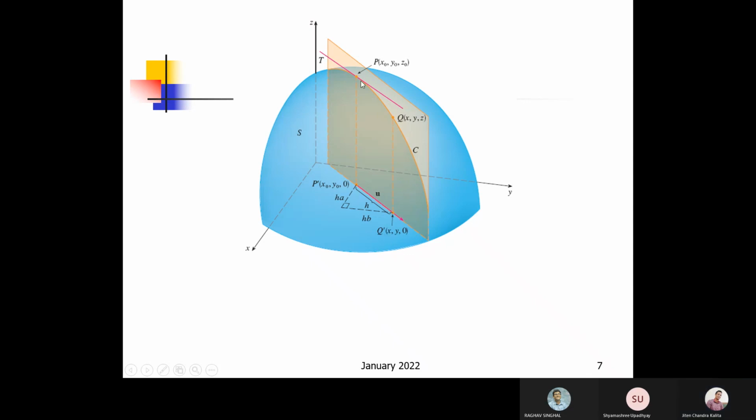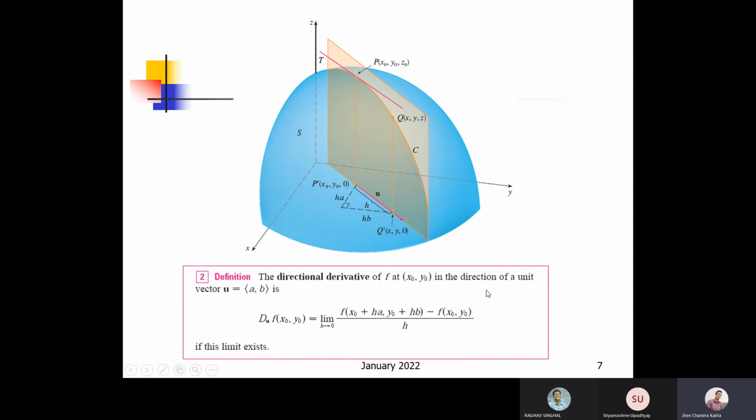And then, if we draw a vertical plane through this direction, it is going to cut this surface into a curve C. If we draw a tangent at the point P on the curve, x naught, y naught, z naught here, then the slope of the tangent to the curve at this point is going to give me the directional derivative of the function. Okay, so this is what it is. Of course, the limit has to exist.